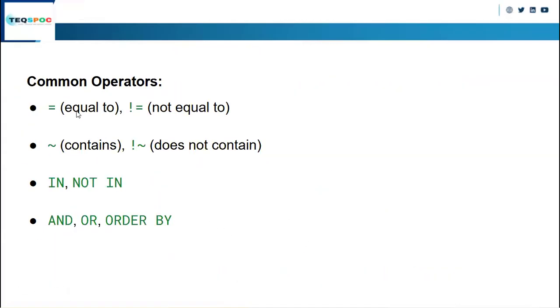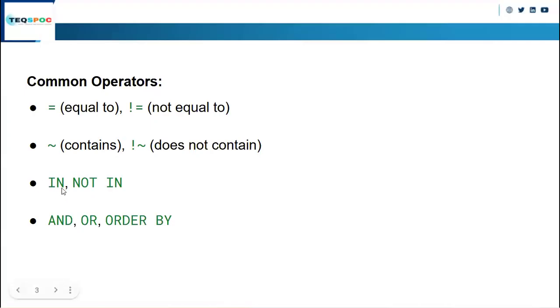These are common operators: equal to, not equal to, contains, and does not contain. If contains, we use it on fields like the summary of every issue. Now, I want to search for a story which contains API in its summary. So we can write summary contains API. Then it will give all the stories which contain the word API in their summary.